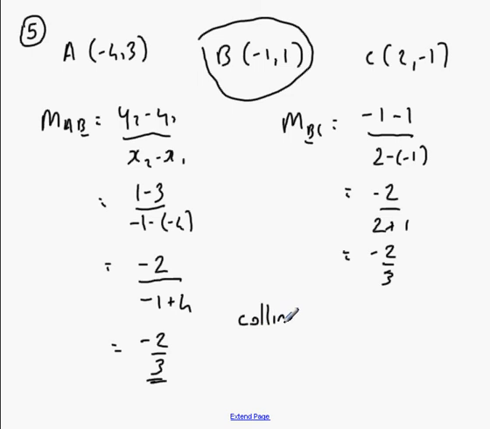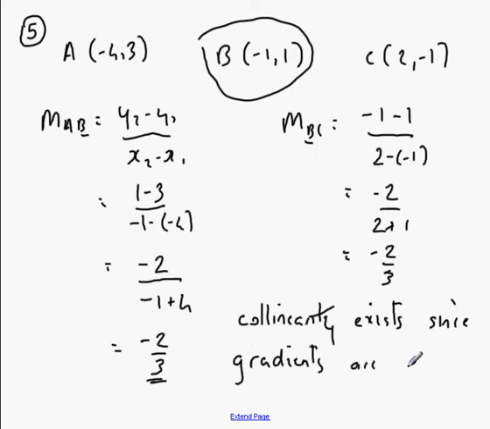So we make a statement that collinearity exists since gradients are equal and there is a common point B. And that's the solution for question 5.